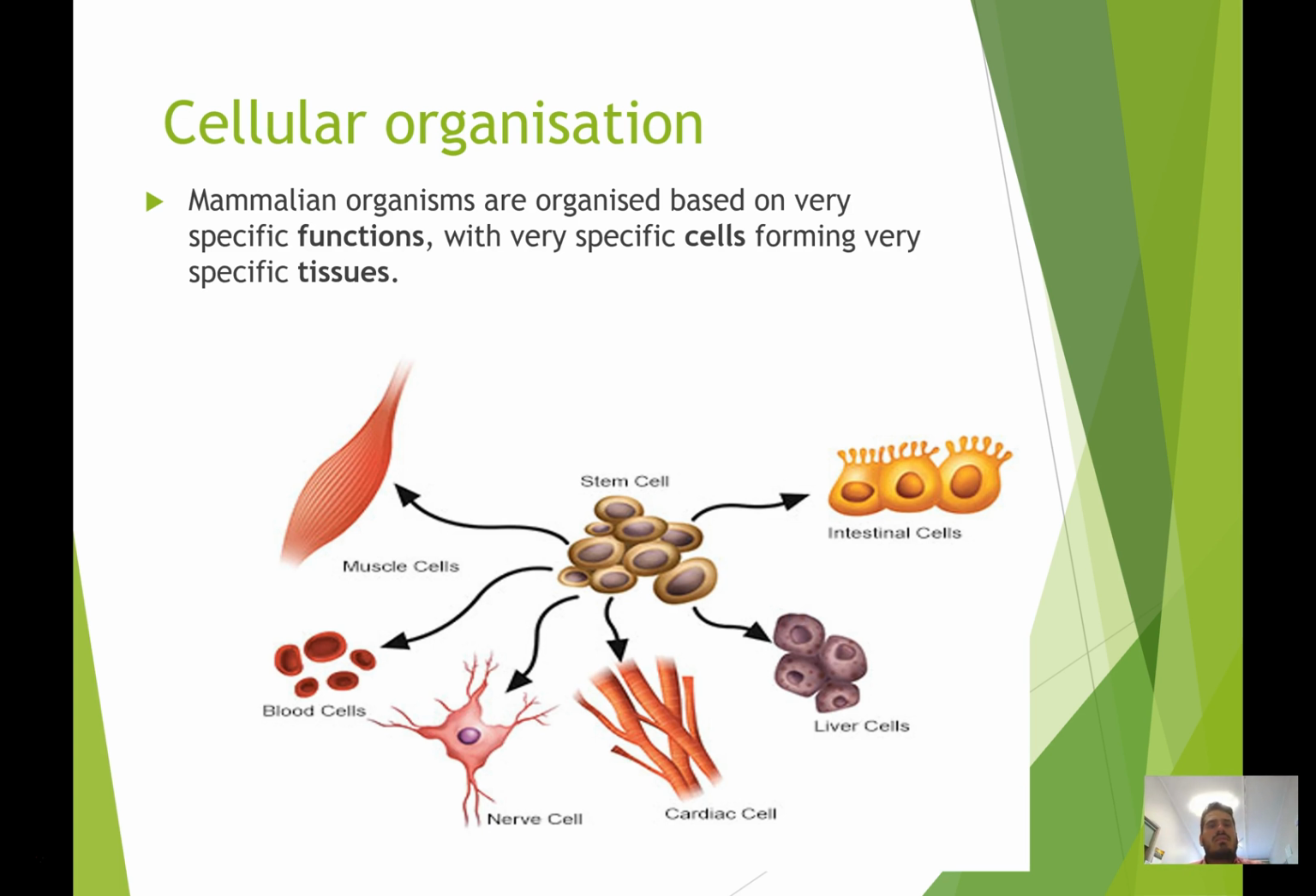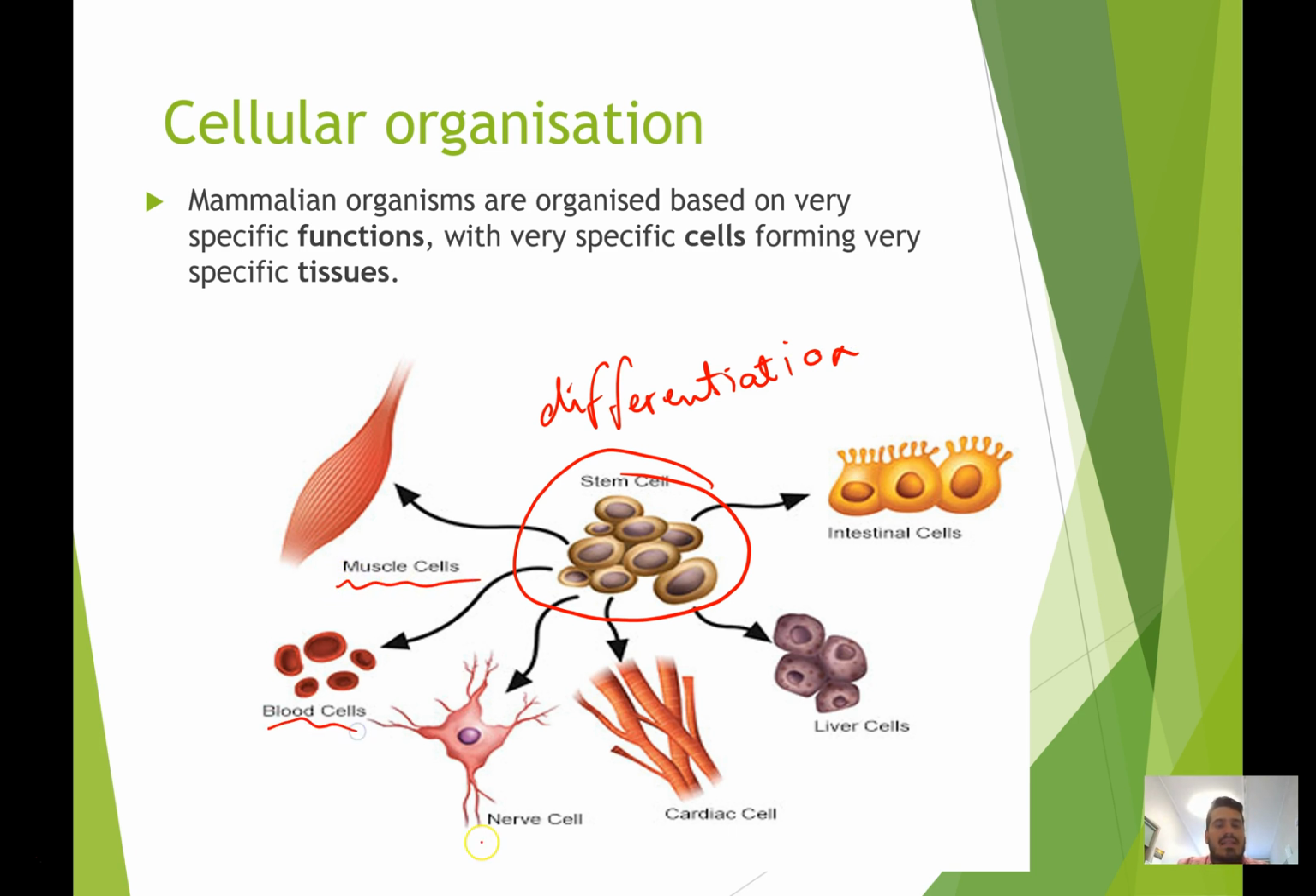So mammalian organisms are organized based on very specific functions, with very specific cells forming very specific tissues, all right, and this is all stemming from stem cells, and stem cells undergo a process that we call differentiation, all right, and through differentiation, they specialize into things like muscle cells, blood cells, nerve cells, and so on and so on, okay?